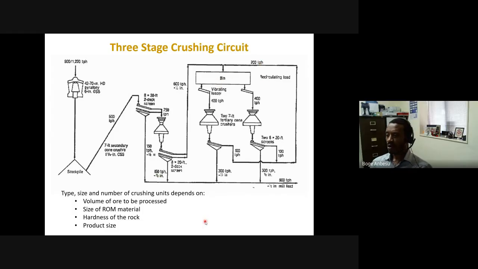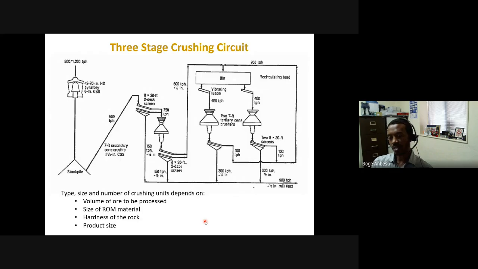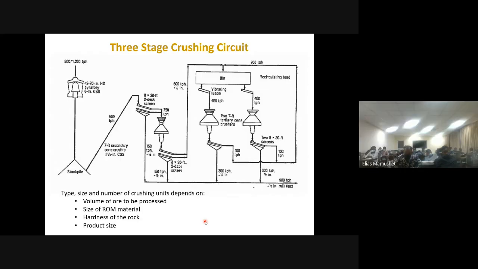Okay, so how many stages of crushing you will do will depend on the hardness of the rock, and on the final product you want. It's also dependent on the size of your plant, how much ore you're processing per day or per year, and also the initial size of the rock. People using different techniques of blasting or mining will end up producing different size rock, and therefore that rock can be crushed and ground in different ways.